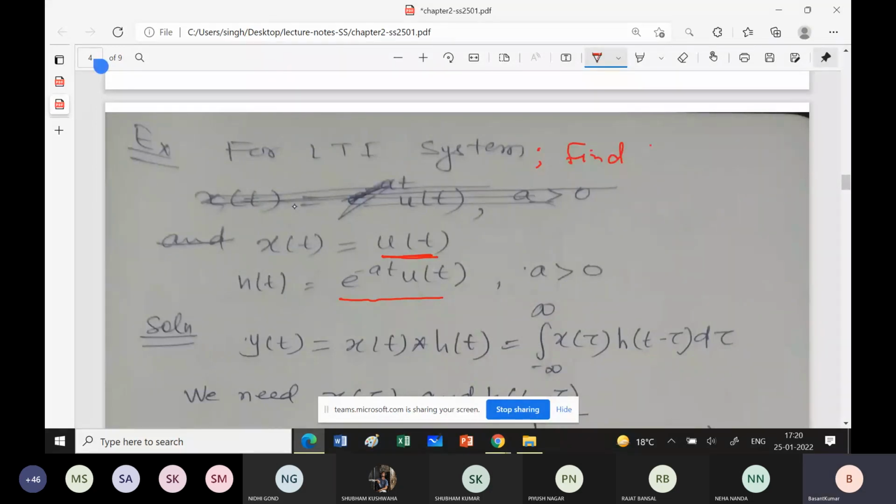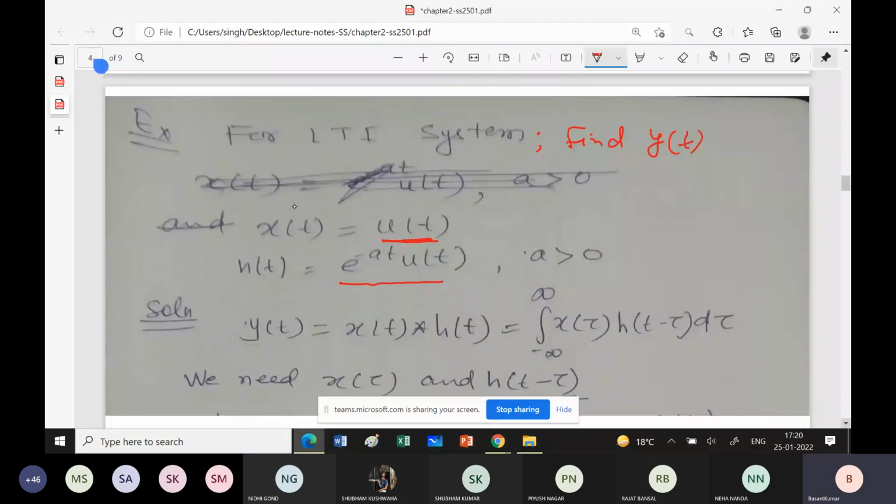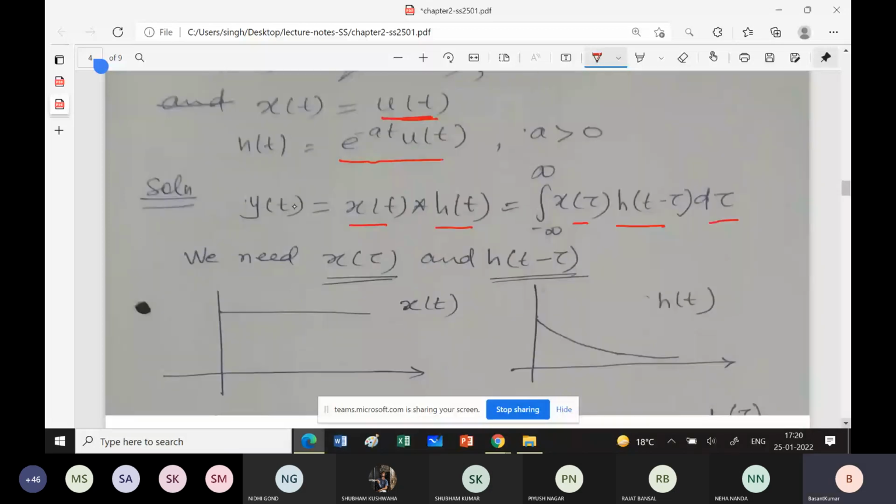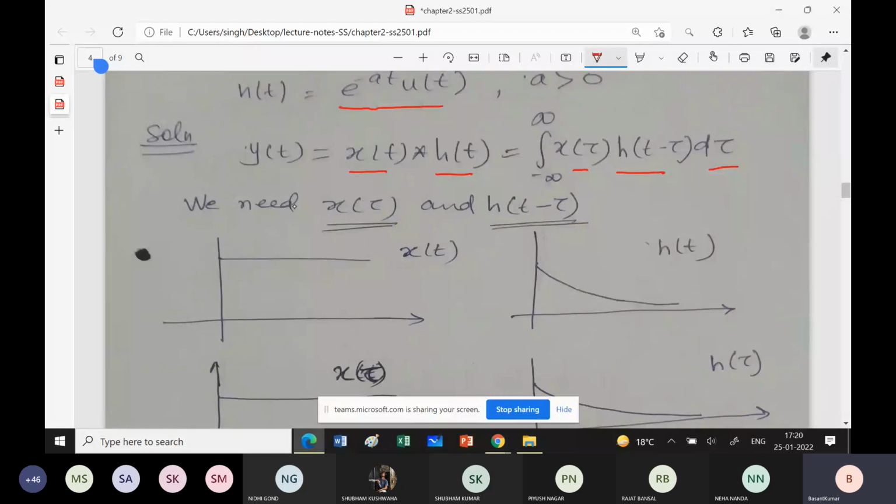So you have to find y(t). Basically you have to find the convolution of the two. So y(t) is x(t) convolved with h(t). It can be represented as the integral of x(τ) h(t − τ) dτ. Now to compute this, you require two functions: you require x(τ) and you require h(t − τ).